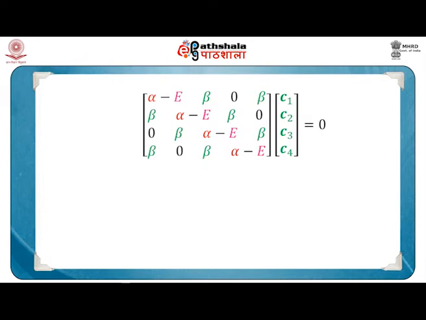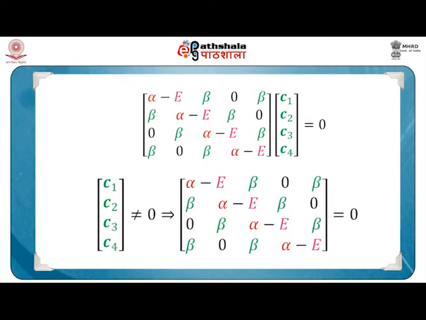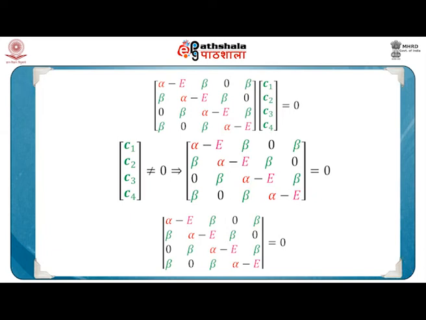Huckel determinant. As you can see here, since the coefficients' determinant is not equal to 0, the corresponding Huckel determinant should be equal to 0, and therefore we have alpha minus E, beta, 0, beta in the first row, and then so on. In the last row we have beta, 0, beta, alpha minus E. This whole determinant, which is called the Huckel determinant, will be equal to 0.